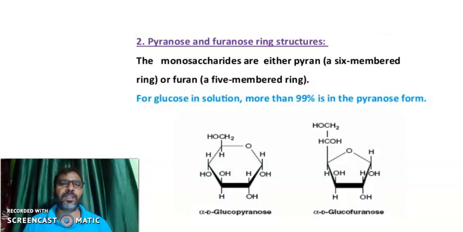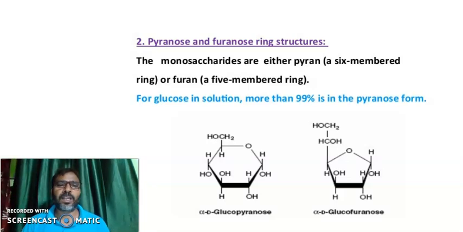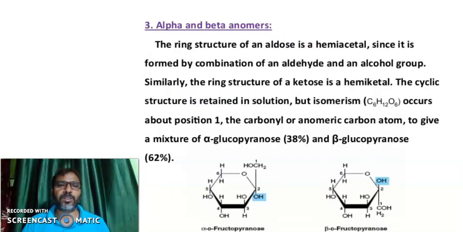Pyranose and furanose ring structures. Monosaccharides are either pyranose, a 6-member ring, or furanose, a 5-member ring. Glucose in solution is more than 99% in the pyranose ring.